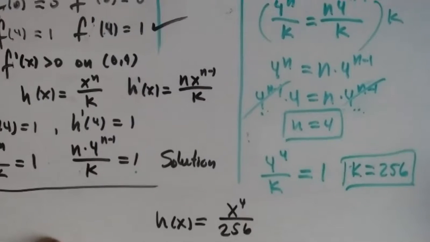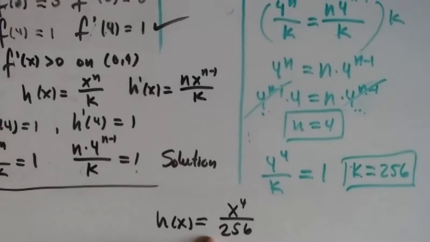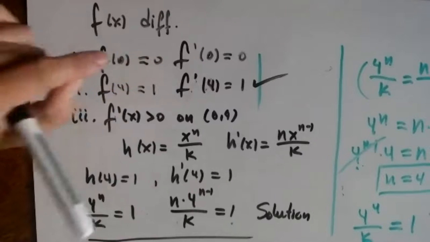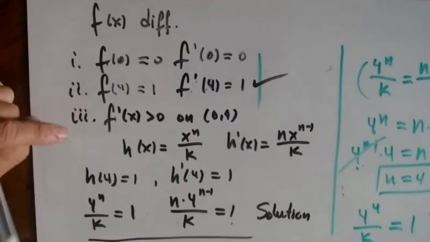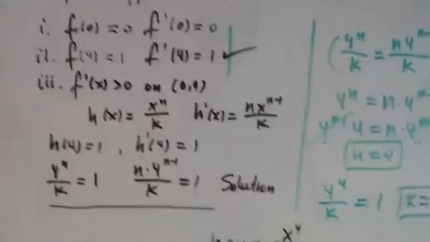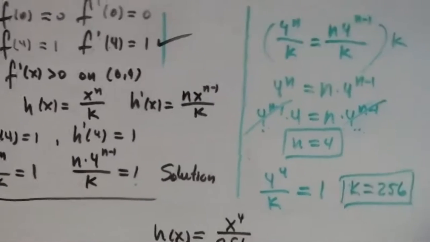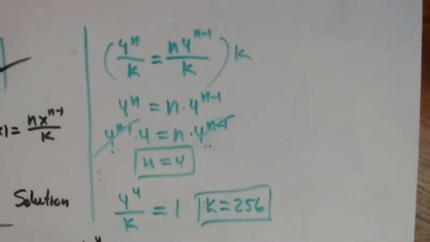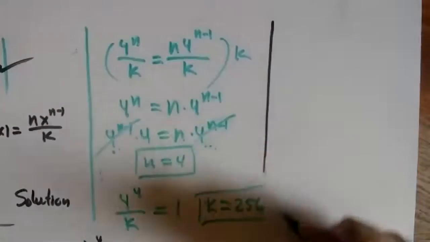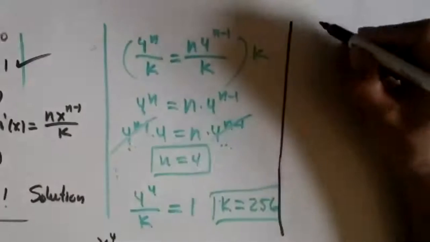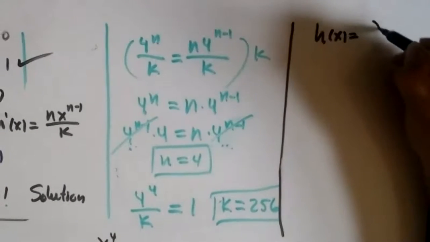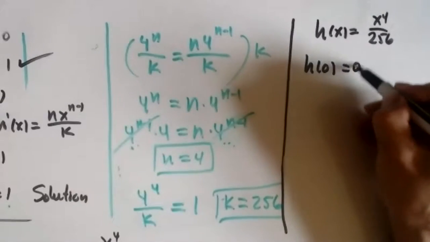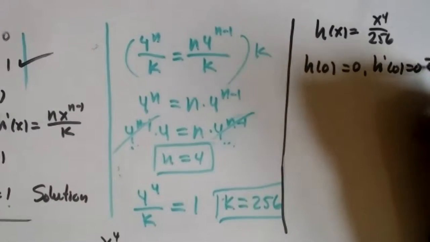Now what do you have to do? You have to check that this function satisfies that f of 0 is 0 and f prime of 0 is 0, and that f prime is always positive between 0 and 4. Okay? So let me just finish with that. I have h of x equals x to the 4 over 256. So h of 0 equals 0 and h prime of 0 equals 0.